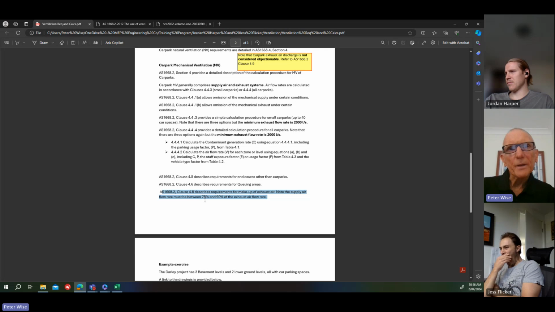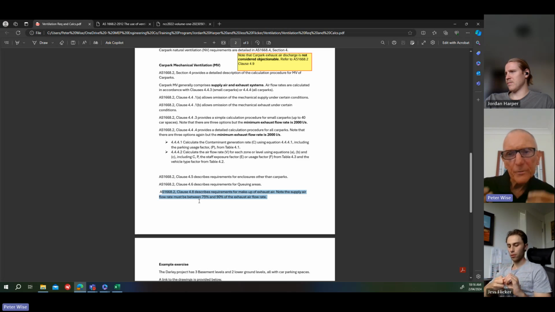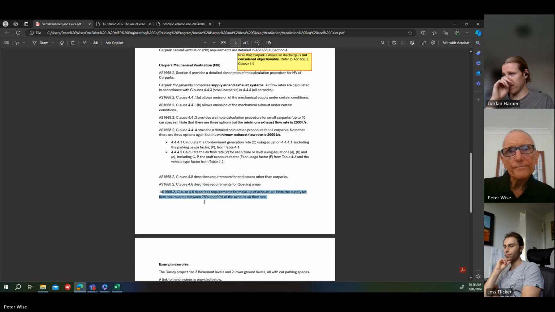The reason for keeping it below 100% is to create a sort of negative pressure environment in the car park. Because there are other areas around the car park normally, you want to make sure that you're scavenging all the exhaust out of the car park, and the makeup. Like if you've got 100% exhaust air and you've only got 90% supply air, there's 10% air missing. That air will be drawn in from outside or from other areas to create a negative environment in the car park.